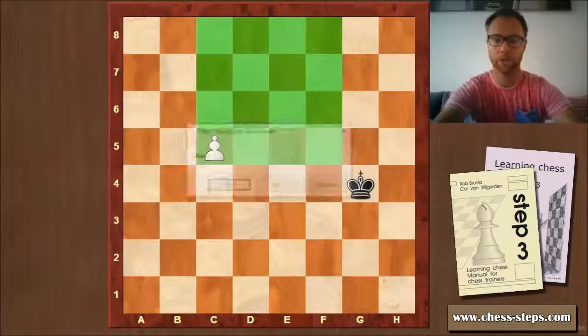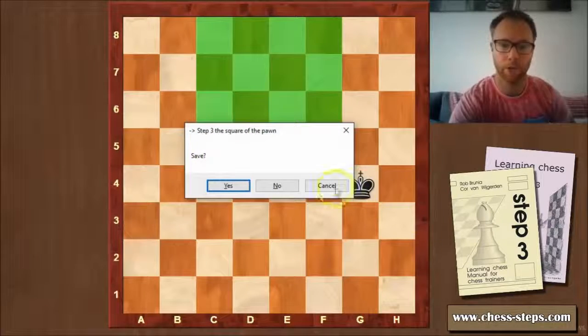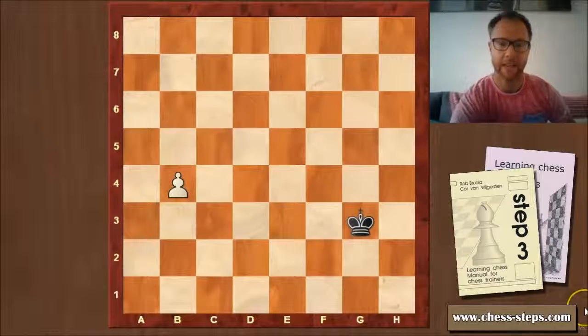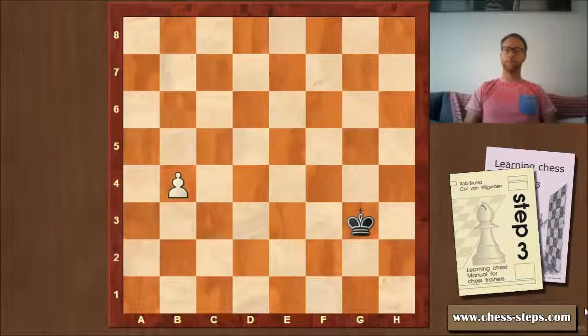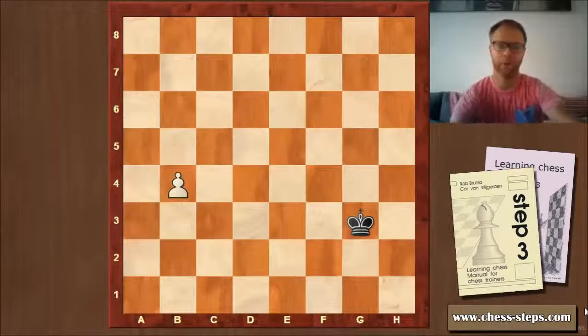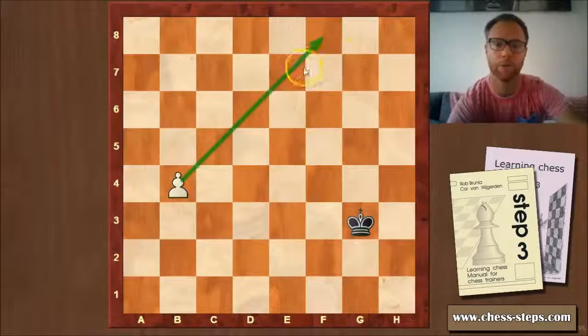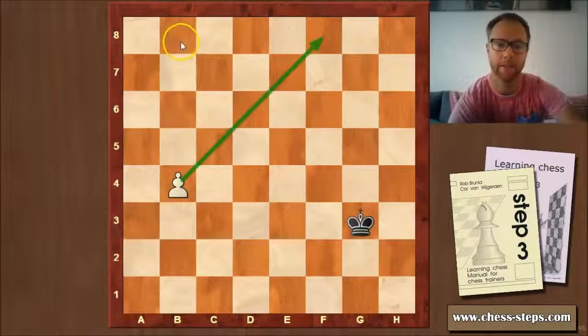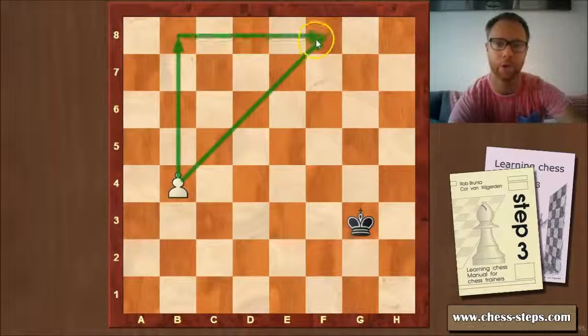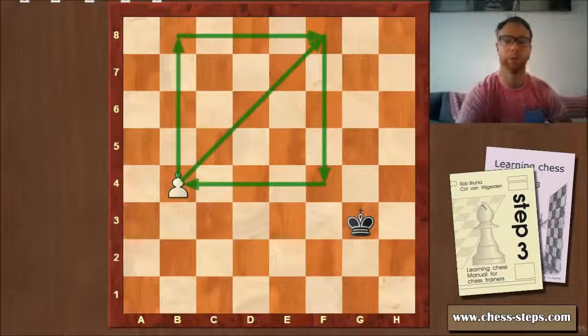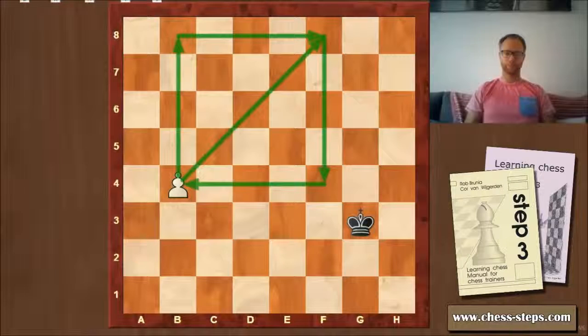Let's take a look at another position. In this specific position, we see a pawn on b4. Well, I already showed you how to determine the square of the pawn, but I'm going to show you a little trick that makes it easier. You just draw a diagonal from the pawn to the back rank and straight ahead. You connect those, and well, it's easy to see where the square begins.